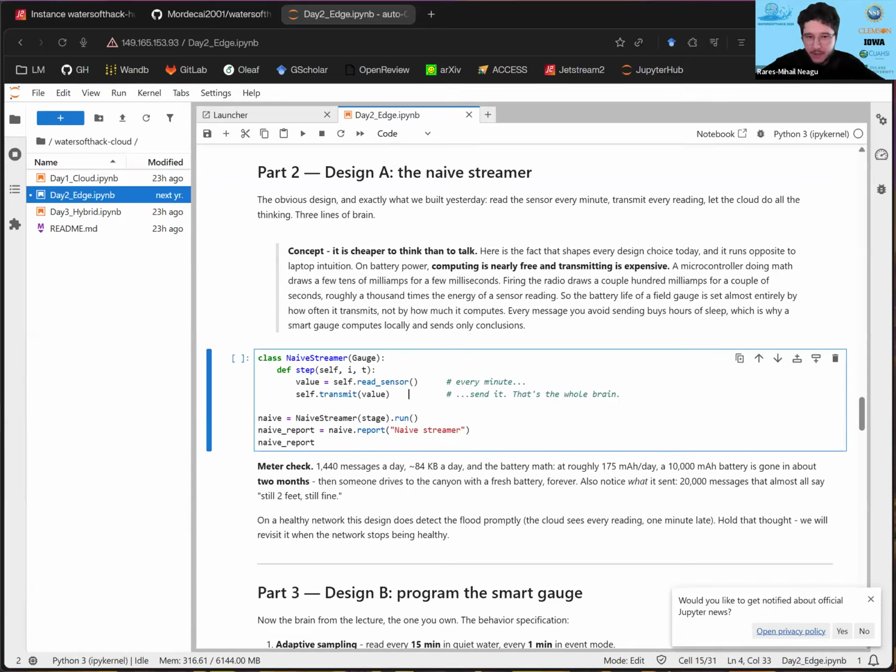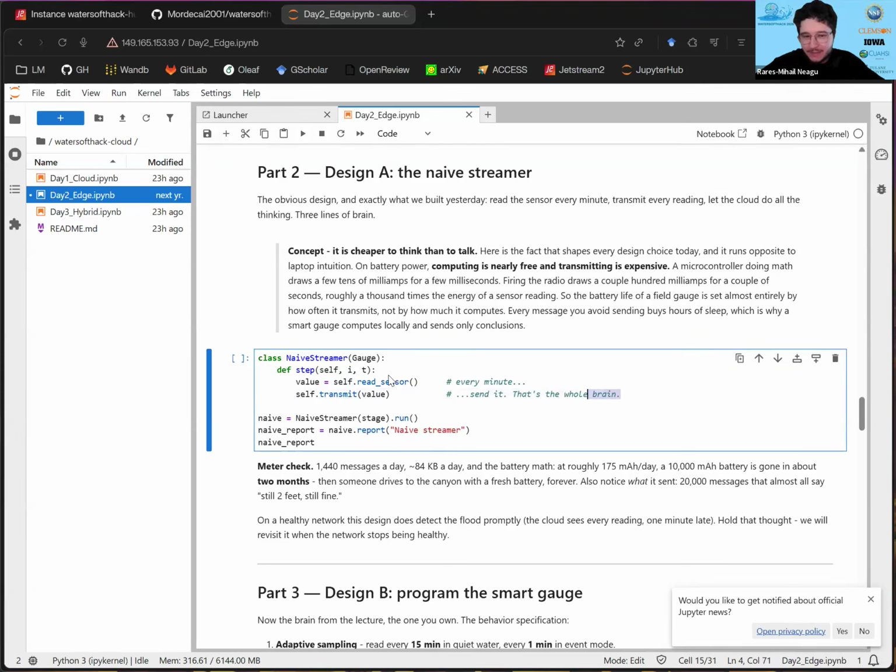When I defined gauge, I didn't write the actual step function because the step function will depend on the actual properties of the gauge. So these three lines are the brain of the first gauge. That's it. What it does is it just streams. It reads every minute and it sends it. That's the whole brain.